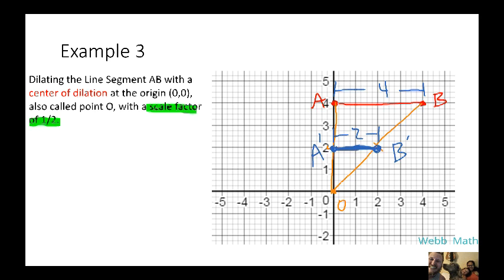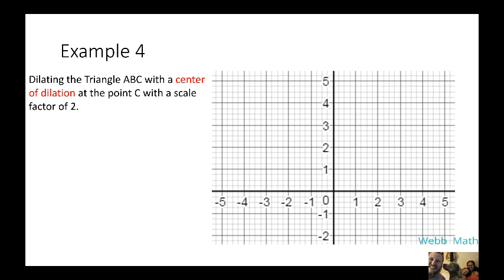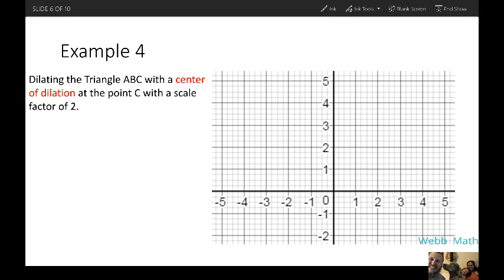All right. Example 4. We're going to deal with a triangle ABC, with a center dilation at point C. So, let me go ahead and draw our triangle. Factor of 2, so I'll go ahead and draw my triangle.